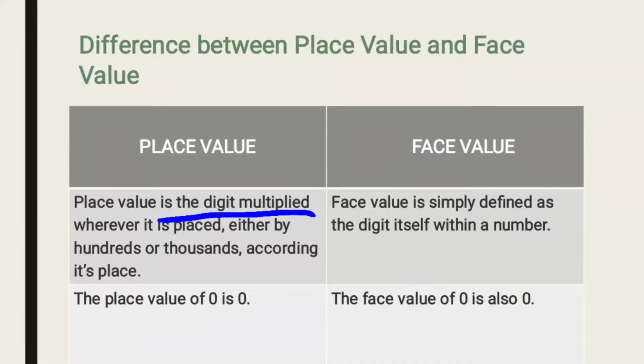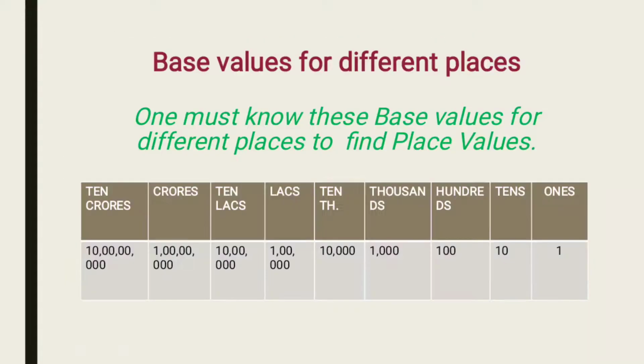Another thing is, this is similar in both the values. In place value and face value, the value of the number 0 is always 0. Now in the earlier classes we already studied what are the bases for different place values.